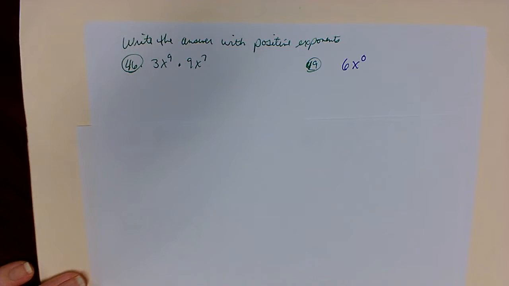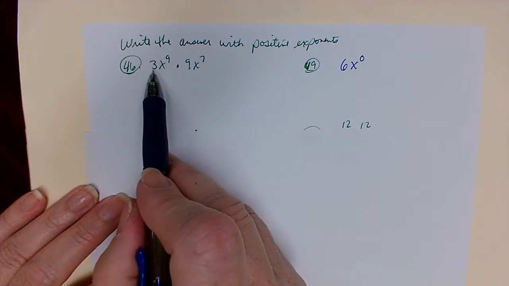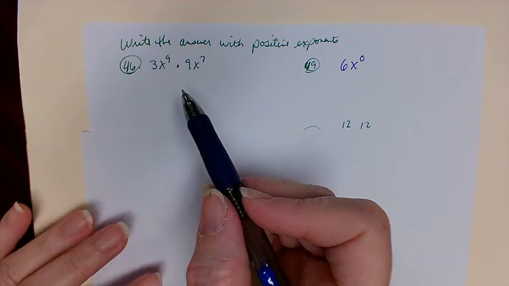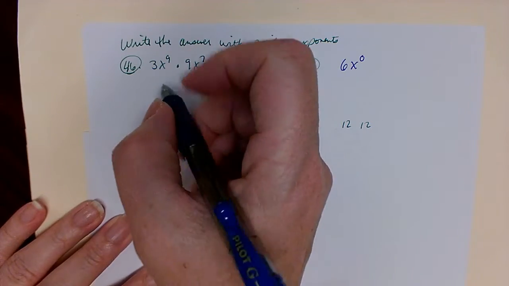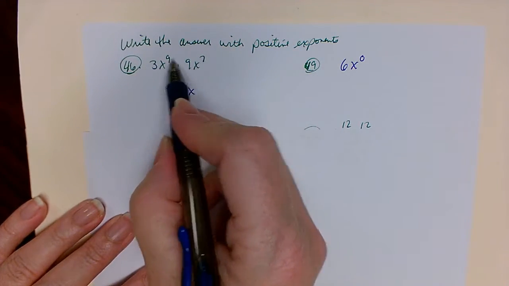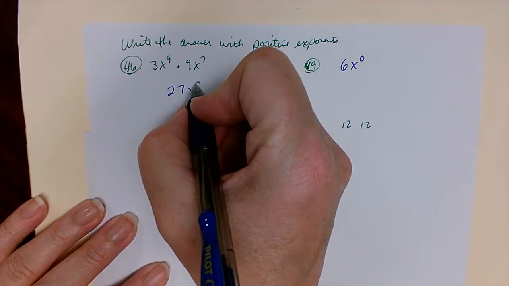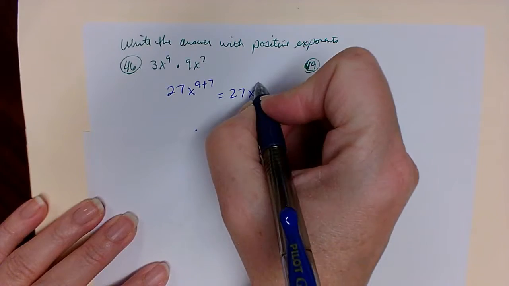So here we're talking about writing our answers with positive exponents. When we're looking at creating one term out of two that are being multiplied, we're going to multiply our coefficients. So 3 times 9 is 27. And then the exponents on our variables, we are going to add them. So that'll be 9 plus 7, which will get us 27x to the 16th.